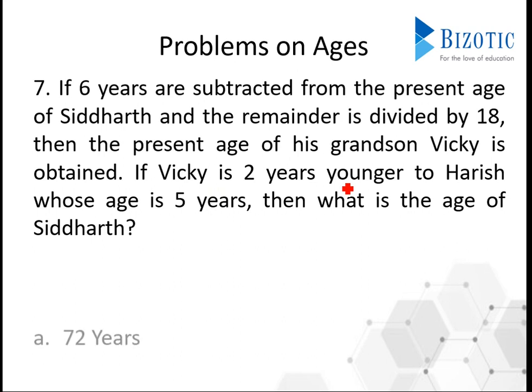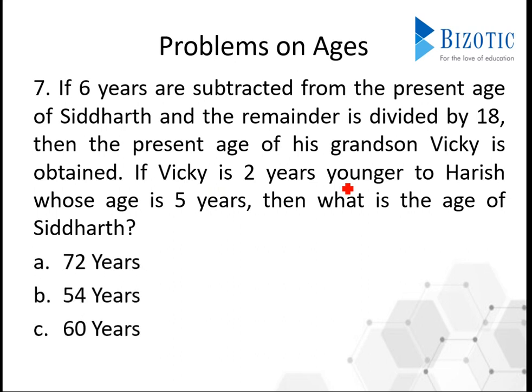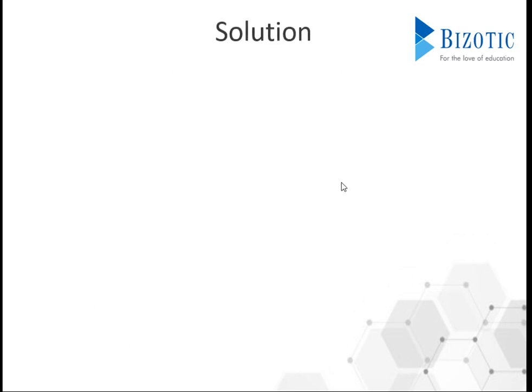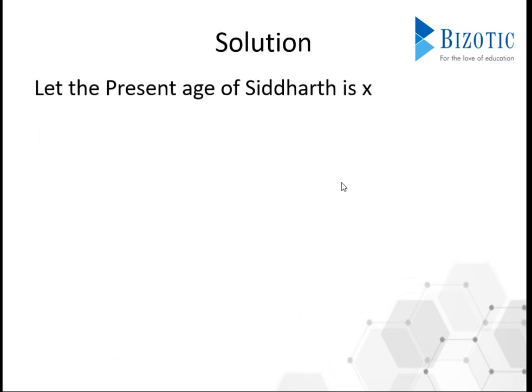So let's look into the solution part of it, and I'll explain in detail the simplest way to solve this. We don't know the present age of Siddharth, so let the present age of Siddharth be X. And in the question they have given, if 6 years is subtracted from the present age of Siddharth and the remainder is divided by 18, you will get Vicky's present age. Vicky's present age we solved in the question itself, which is 5 minus 2, since he is 2 years younger than Harish, which is equal to 3. So now we have an equation.